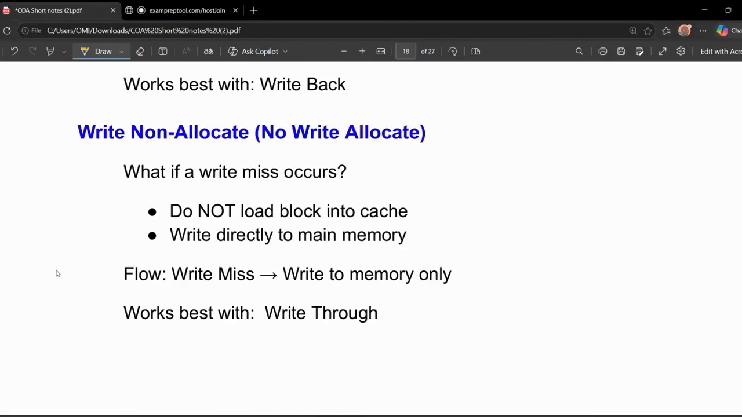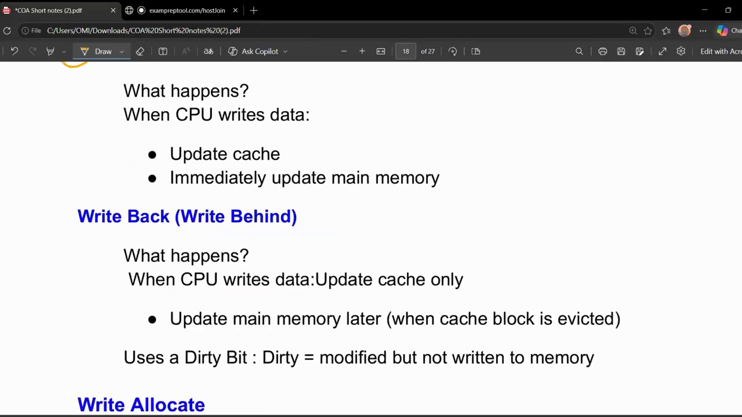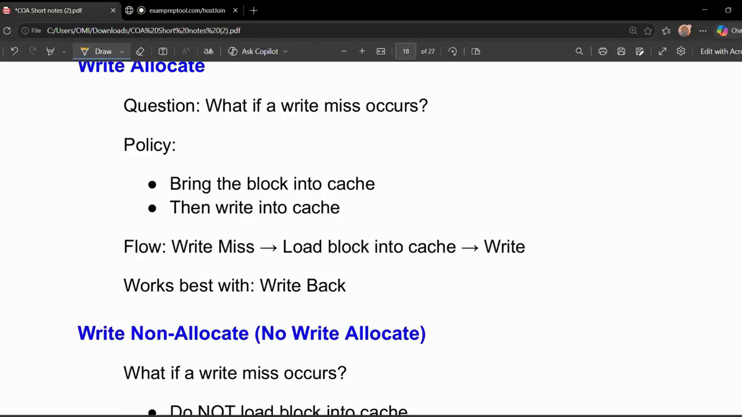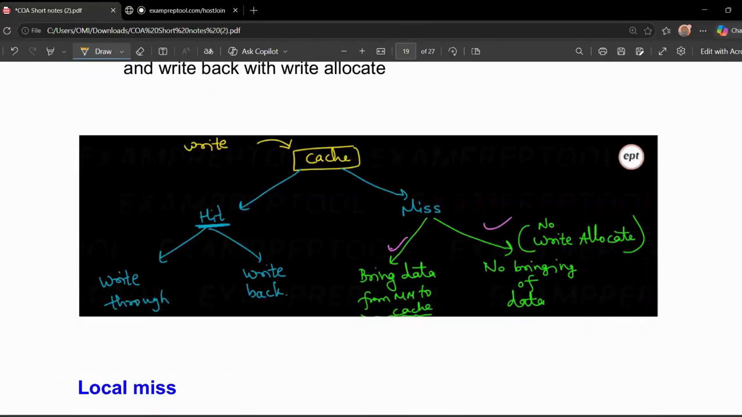What is the write through cache? What is the write back cache? Maybe I have a diagram. Yeah, look here.